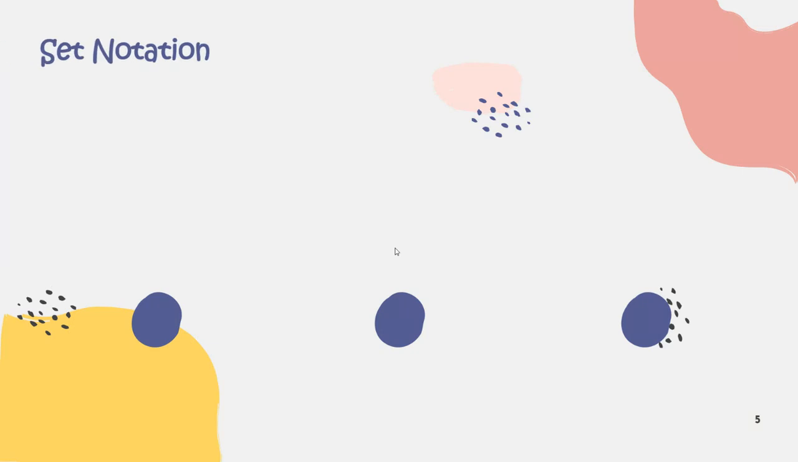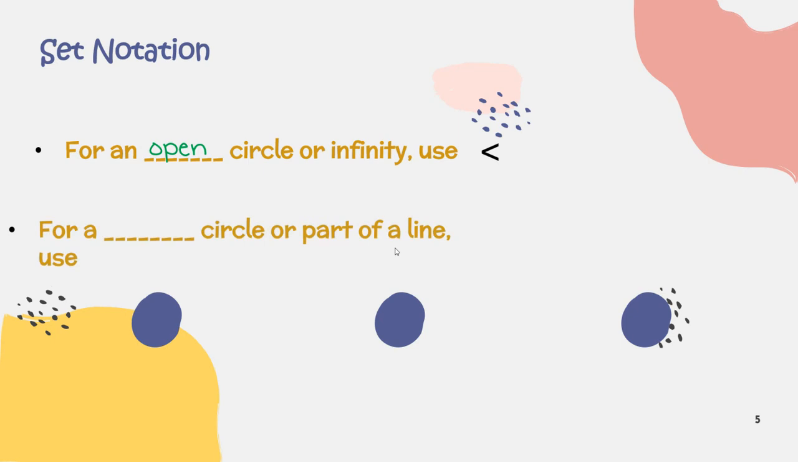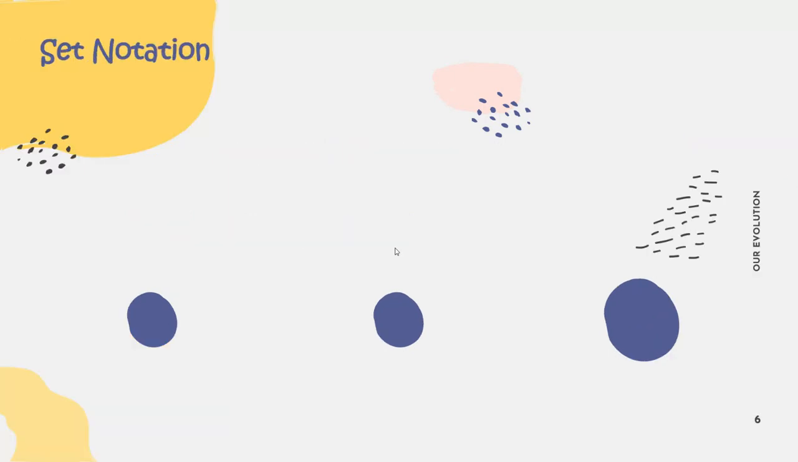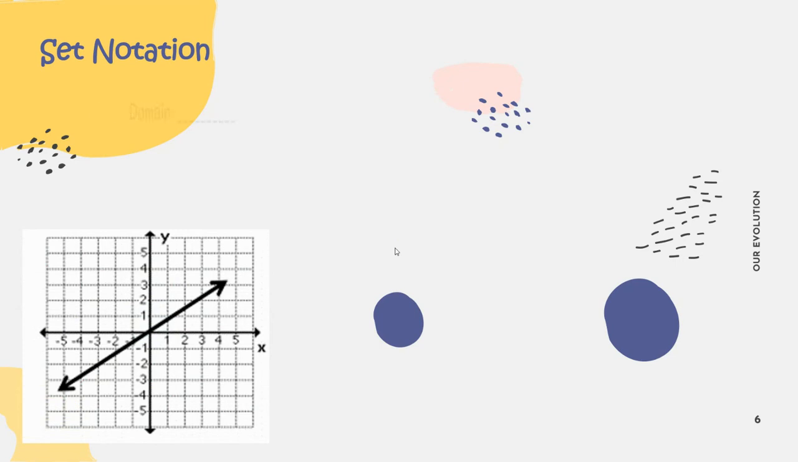Our other way of writing our domain and range is going to be set notation. For an open circle or infinity, we're going to use our less than symbol. And for a closed circle or part of a line, we're going to use our less than or equal to symbol. So let's look at our set notation for the same graph.